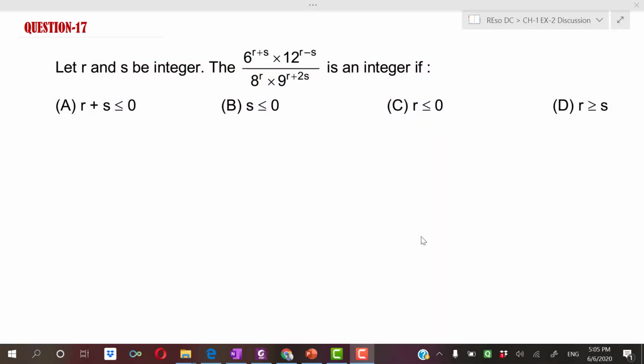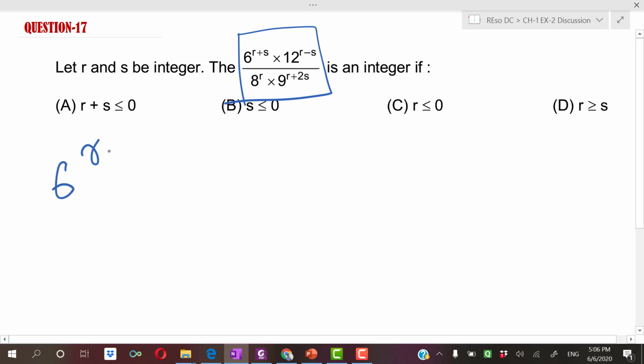Question number 70. If R and S are two integers, then I have to tell the value of R and S such that this expression is an integer. So first of all, we will simplify this expression. What we will do is simplify side by side, and then see what happens to our numerator or to our denominator.